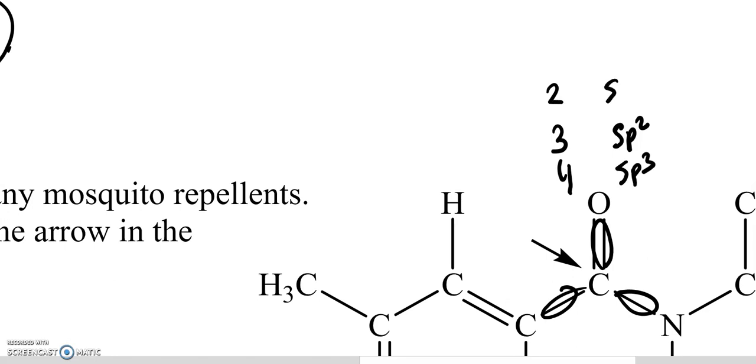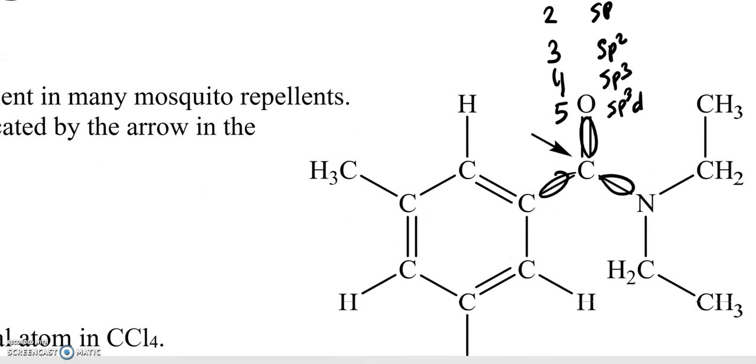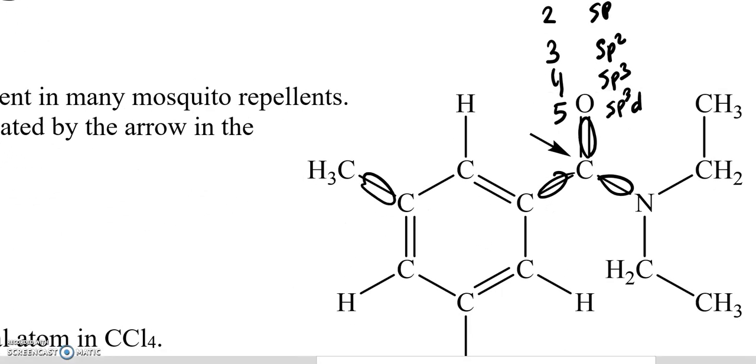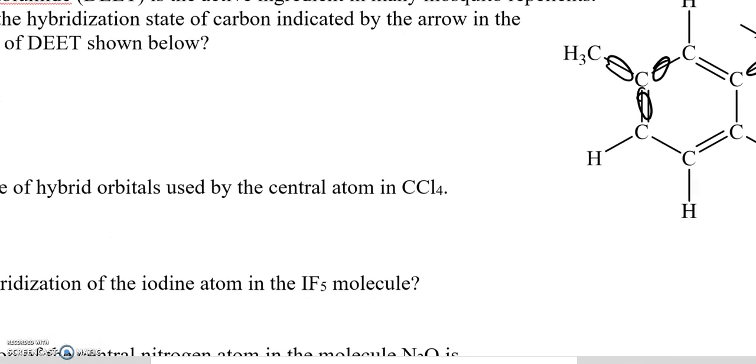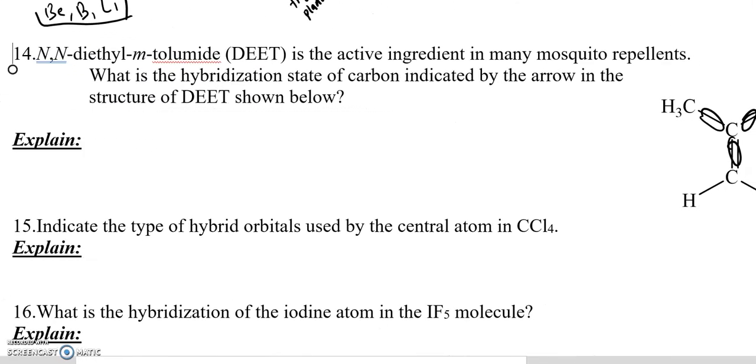If you have 2, it's sp. If you have 5, it's going to be sp3d. So you just count the number of clouds. For example, here 1, 2, 3, sp2. Now for one hydrogen, another for another hydrogen, because you have 2 hydrogens in here. So 4 is going to be sp3.